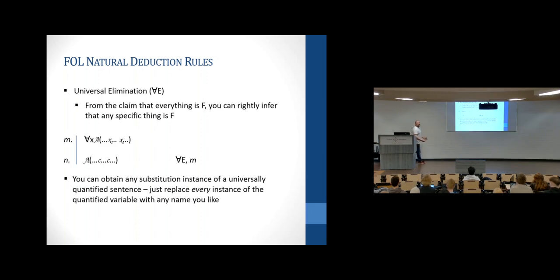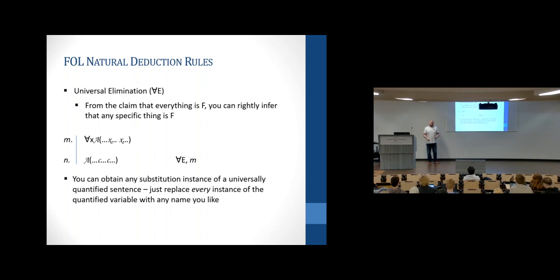So we can start with universal elimination. Universal elimination is a very simple, straightforward rule. It says, roughly, from the claim that everything is F, you can derive that some particular thing is F. That is, if you have a sentence that's got a universal quantifier as its main operator, you can replace the associated variable with any name you want. Any name, no restrictions. It can be a name that's already in the sentence. It can be a totally new name, whatever you want. The only restriction here is that you need to replace every associated variable.